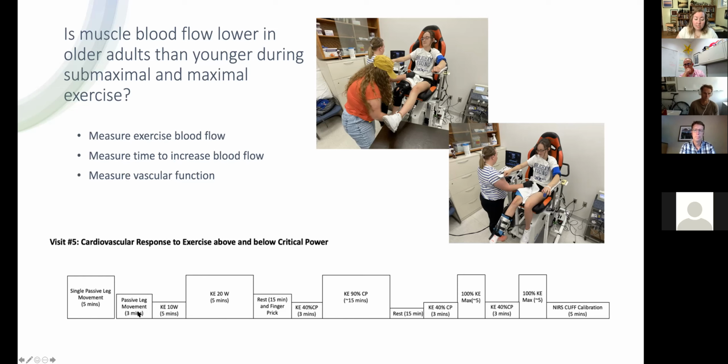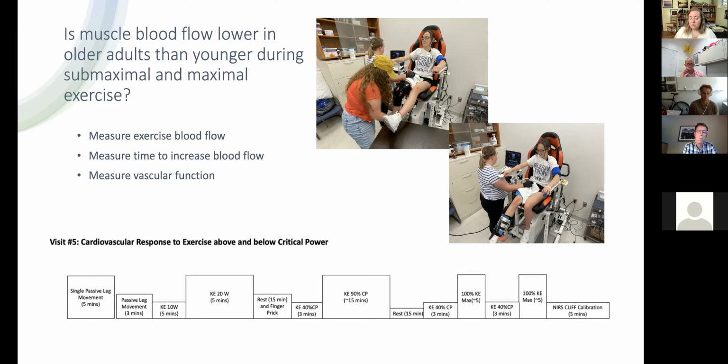Between these two tests, this first one and this second one, we'll be able to look at an absolute comparison of the young and the old. And then we'll also be able to look at a relative comparison of the young and the old. And this will allow us to understand the blood flow at submaximal exercise. So then at the very end of that test 2, we will have them again rest for a few minutes, and then we will do some maximal exercise testing.